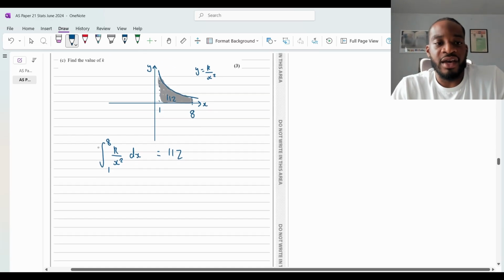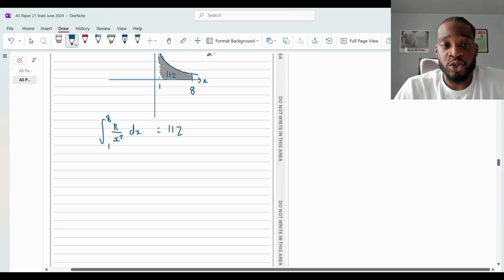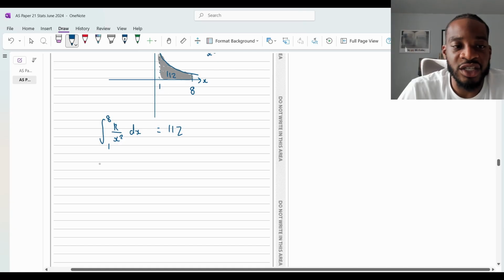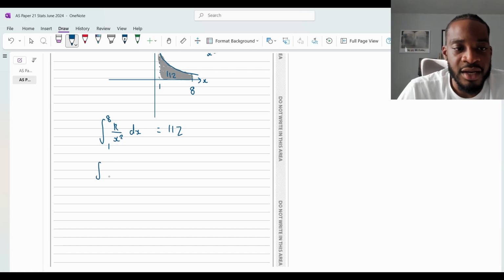Now, remember when we're integrating, we need to make sure we have our integral in a form that we can actually integrate. So what I'm going to do is rewrite that. We know that this is k still. That division by x squared, we can bring it up and put a negative on the power. So kx to the minus 2, still between 1 and 8. So now we're in a position to integrate. Let's go ahead and do that.